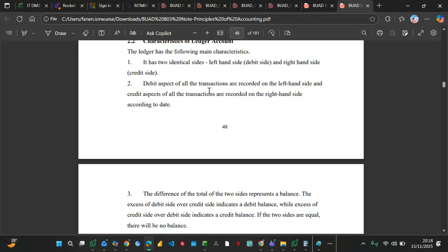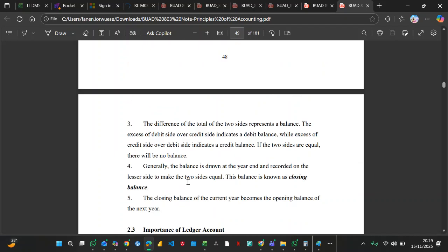So for instance, in your bank account, let's say you buy chin chin and you pay. That's a transaction. Do you understand? And then somebody sends you money, it's also a transaction. But you can see you bought something, that is going to be on your left-hand side. And then somebody credits you, that is going to be on your right-hand side. Do you understand? So all those things.